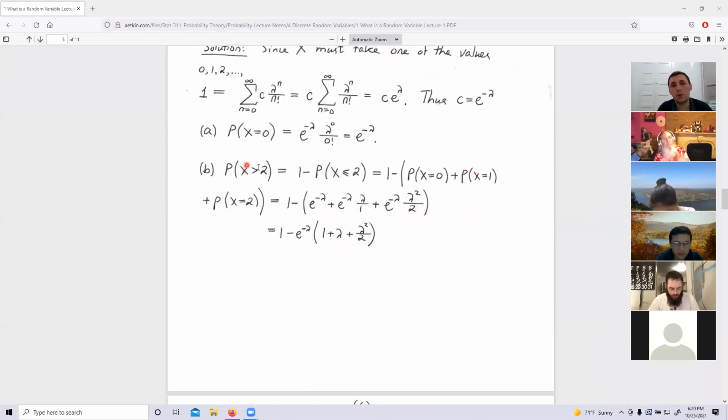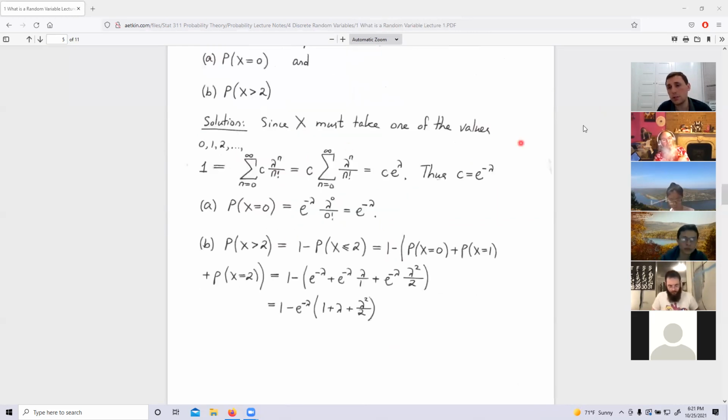Good, and then I want to know the probability that x is equal to 0. I just plug in 0 into the formula, and I have the C, so it's this number. And the probability that x is bigger than 2 is 1 minus the probability that x is less than or equal to 2, which means 1 minus the probability of 0 and the probability of 1. I just plug in the numbers and I obtain this expression.